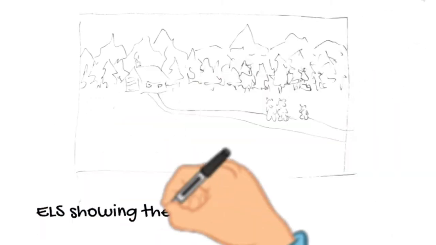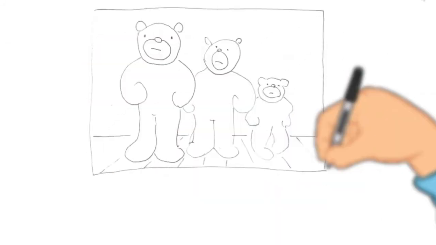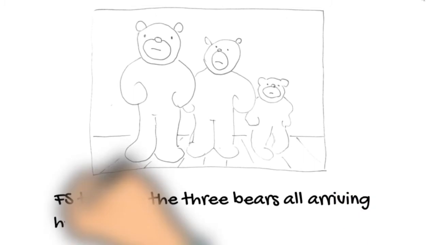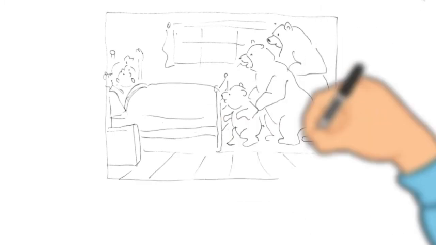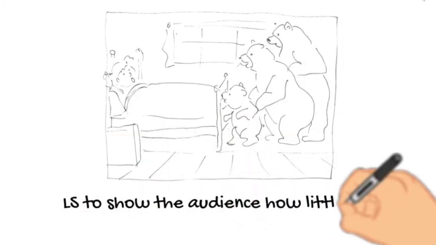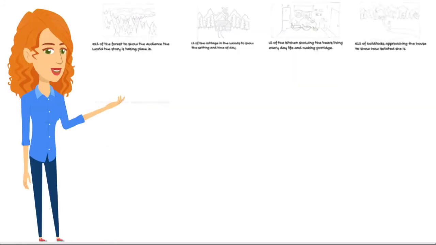Because we know that Goldilocks is in the house, showing the audience how isolated she is in those big woods will add to the tension. I'll use a full shot to show all 3 bears in the one frame and to show the difference in the size of Goldilocks compared to those 3 bears. I'm pleased with my plan.